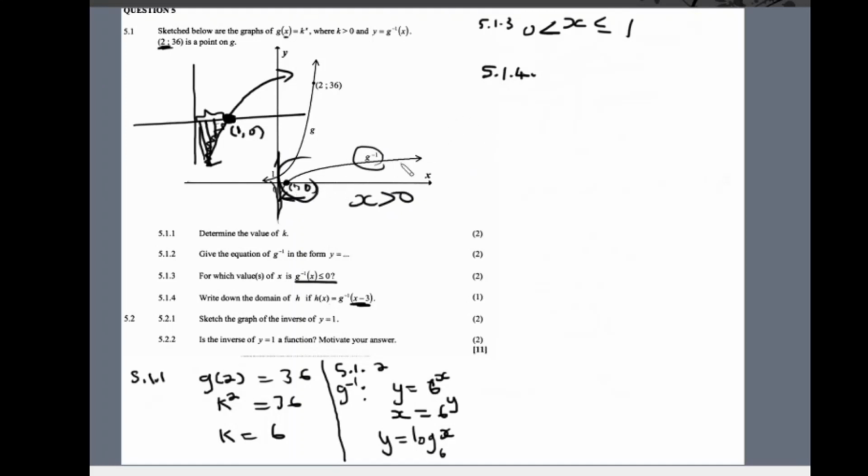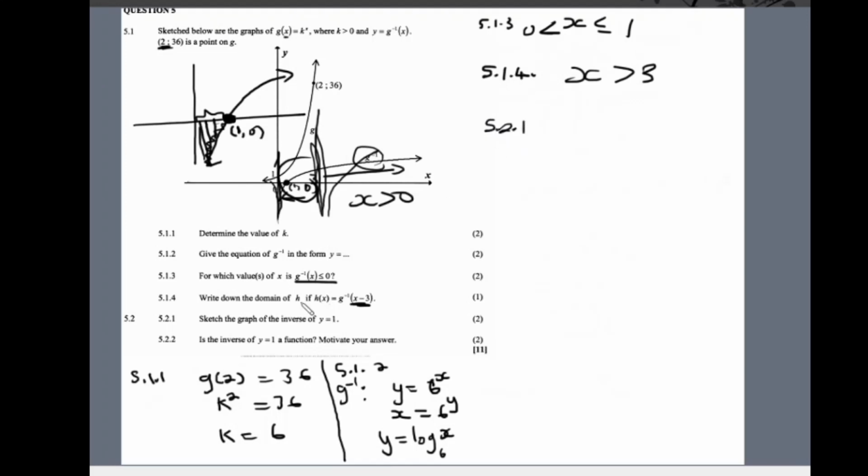So when you shift the asymptote from x equals 0 to x equals 3, your graph will shift and look like this. Let's say this is x equals 3. So the graph will exist from 3 going to the right. So your domain will be x greater than 3.